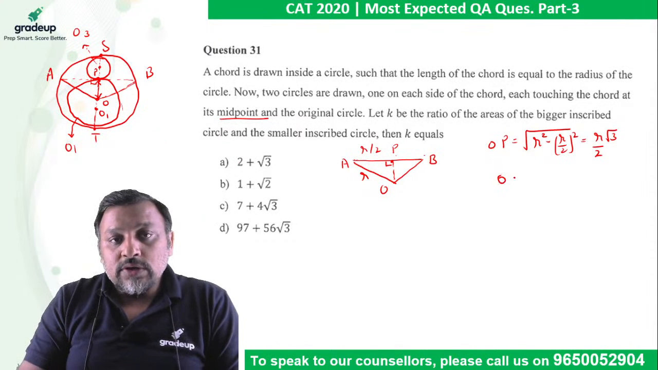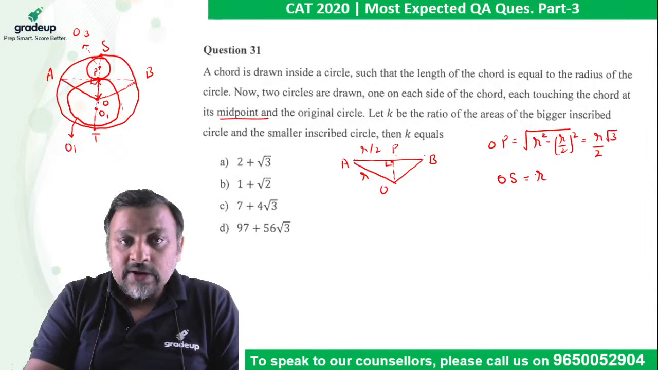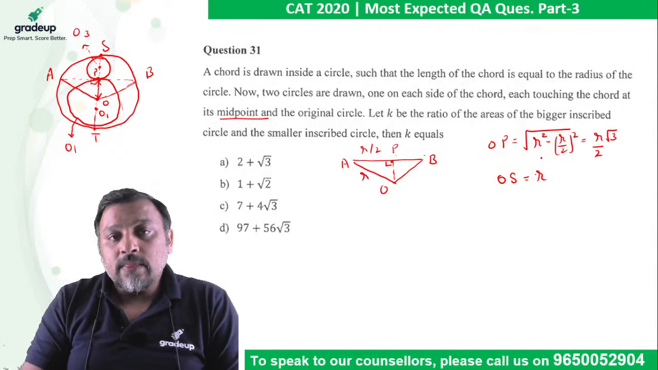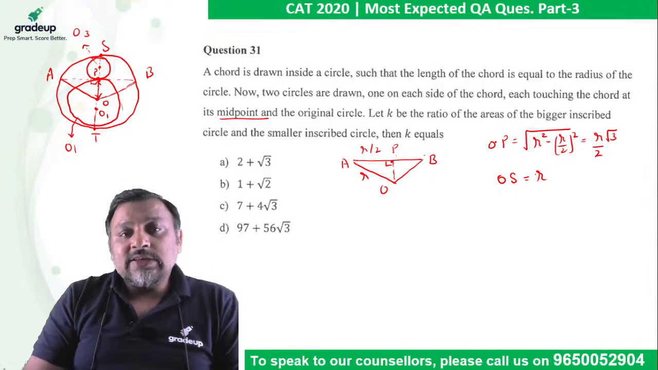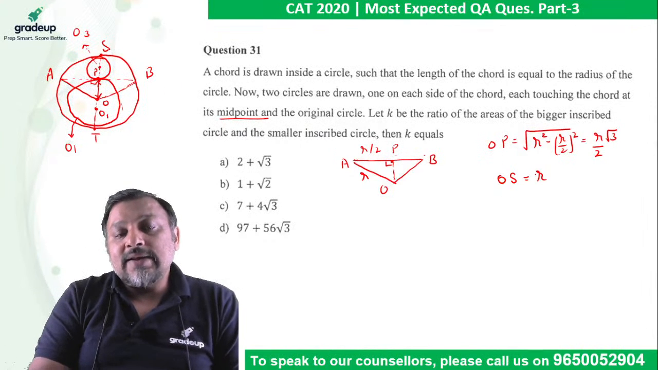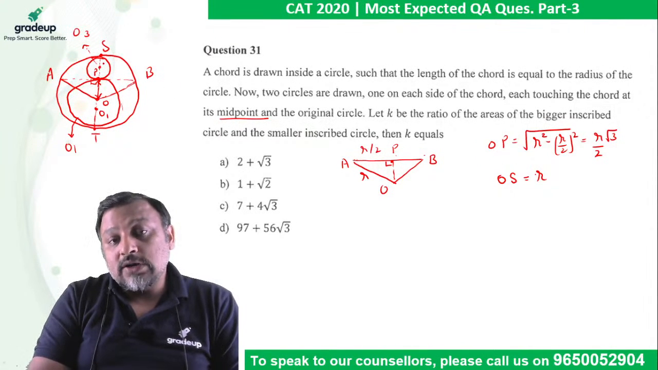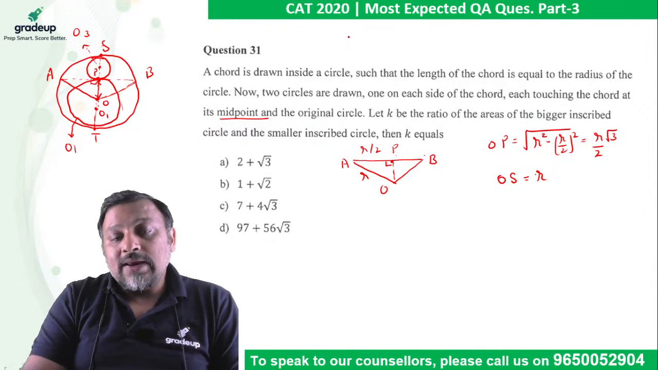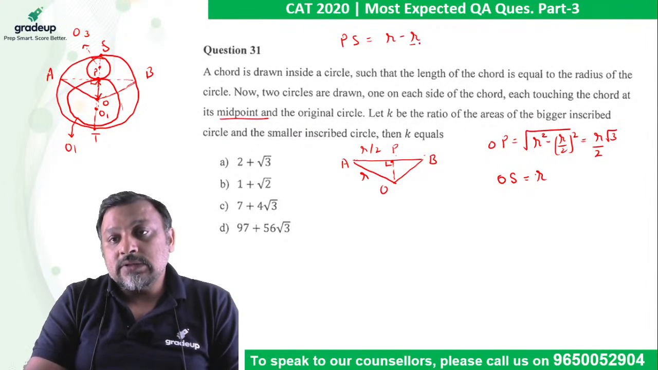So we also know the value of OS. This is R, the radius. So can we say if I subtract OP from OS, I'll get the diameter of this smaller circle. OS minus OP is the diameter here. So I'll get the diameter as PS. This is R minus this.